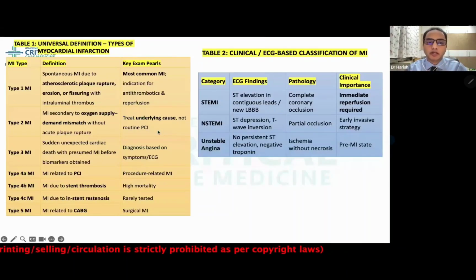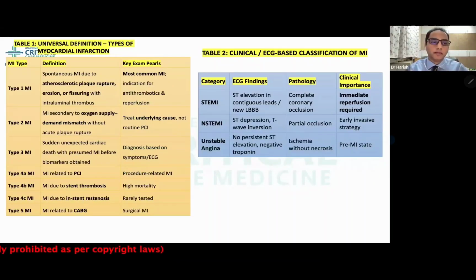So here we need to treat the underlying cause, so not a routine PCI. Okay. So type 3 MI: sudden unexpected cardiac death with presumed MI before the biomarkers are obtained. Here the diagnosis is based on symptoms or ECG. So he had a cardiac arrest and died. So that is the type 3 MI.